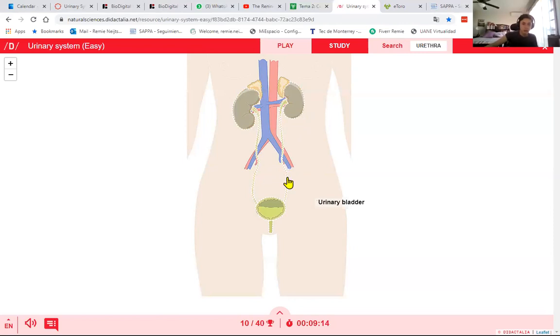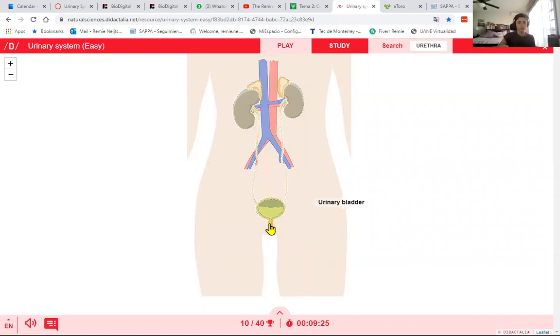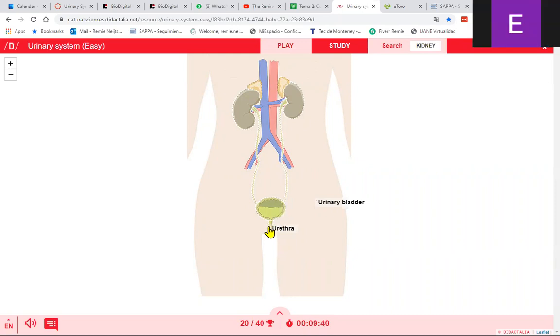This one? The urethra is the tube below the bladder. So this is the urethra or this one? One or two? The one below the bladder. Below the bladder. One as well. Okay, this one. You're correct. The urethra is what connects the bladder to the vagina or the penis. So who has the longest urethra, girls or boys? Boys. Yeah, boys, because the urethra goes through the whole penis. Kidney, Luis, where's the kidney?